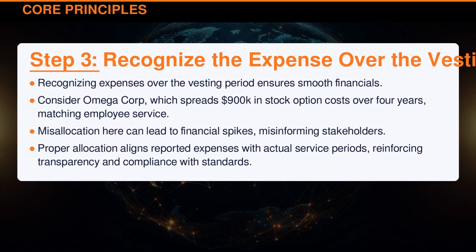Recognizing expenses over the vesting period ensures smooth financials. Consider Omega Corporation, which spreads $900,000 in stock option costs over 4 years, matching employee service. Misallocation here can lead to financial spikes, misinforming stakeholders. Proper allocation aligns reported expenses with actual service periods, reinforcing transparency and compliance with standards.